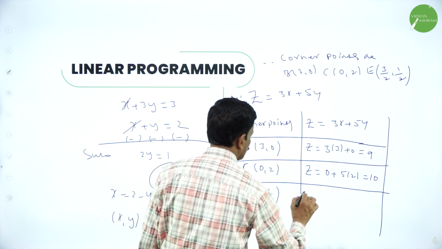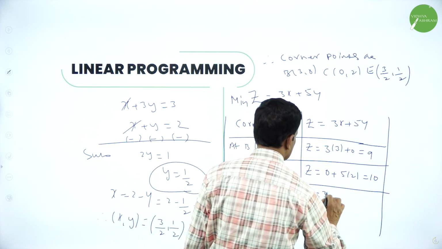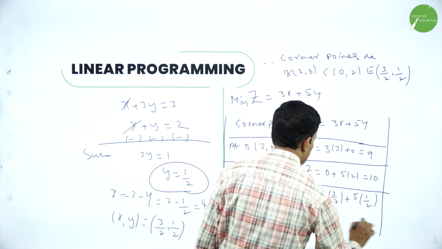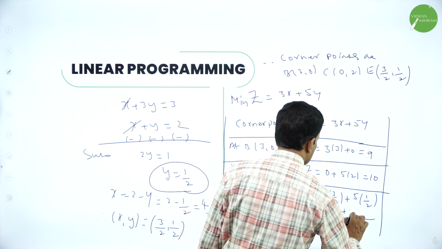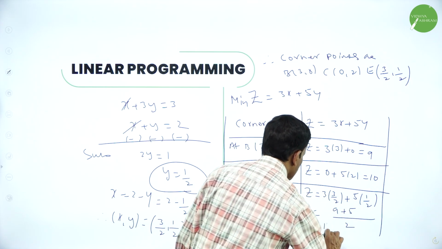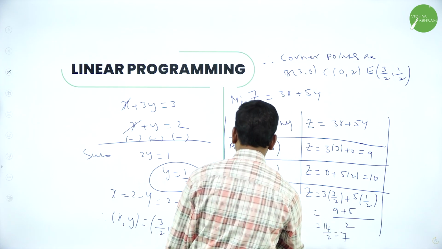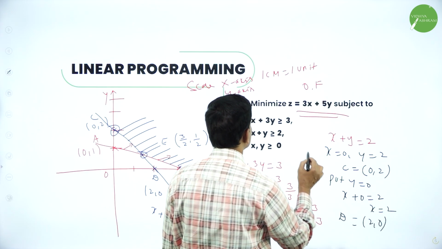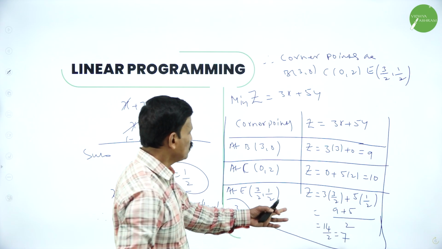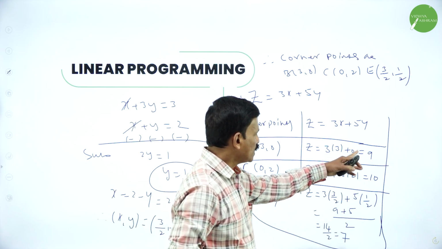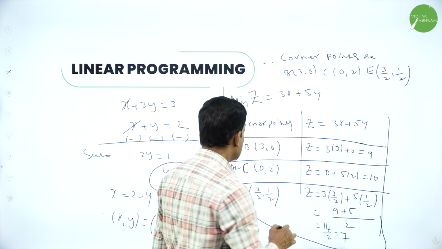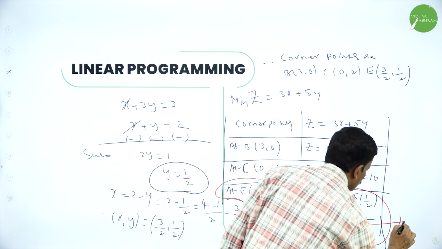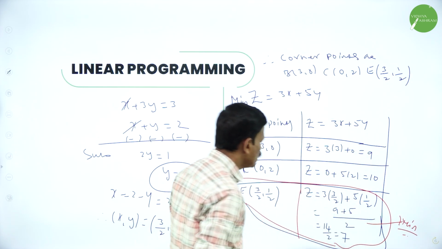Next at E, what is E? 3 by 2 comma 1 by 2, Z is equal to 3 into 3 by 2 plus 5 into 1 by 2. 2 is the LCM. 3 3s are 9 plus 5, 9 plus 5 is 14 divided by 2, that's equal to 7. So 7. Now to find the minimum of Z, what is the objective function? Minimum. So here which is the minimum value? Among 7, 9 and 10, 7 is the minimum value.